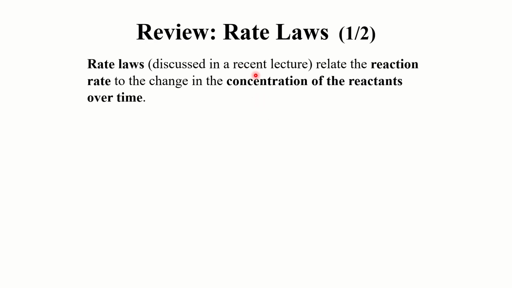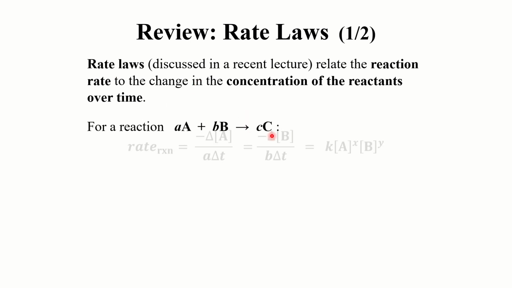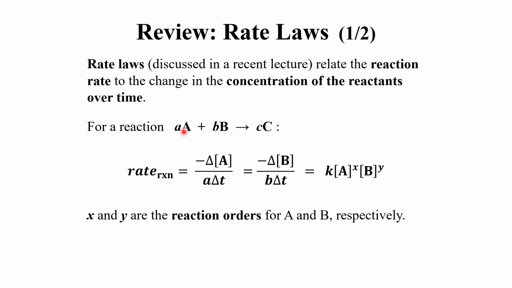So first, a brief review on rate laws from lecture 8. Rate laws relate the reaction rate to the change in the concentration of the reactants over time. So for a reaction A plus B forming C, where the capital letters represent the identity of some compound, the reactants and the products, and the lowercase letters represent the coefficients. So we learned about these right here. These are referred to as rate expressions, and it's a way to relate the change in concentration over time to the rate of the reaction.